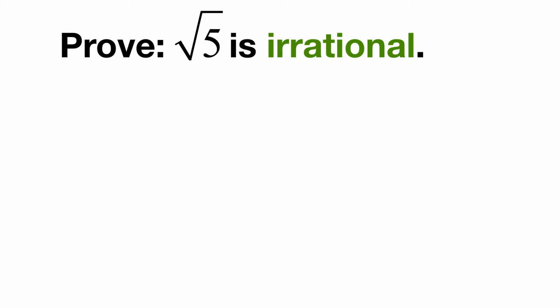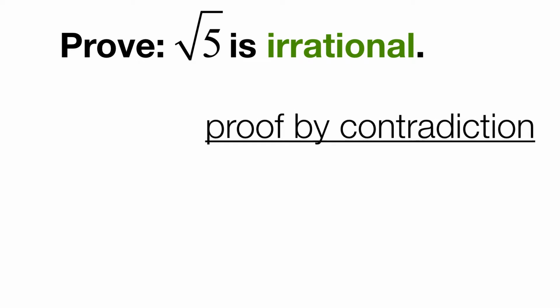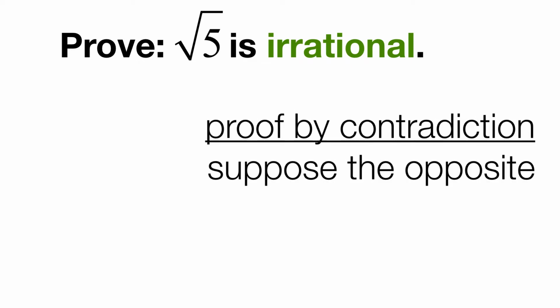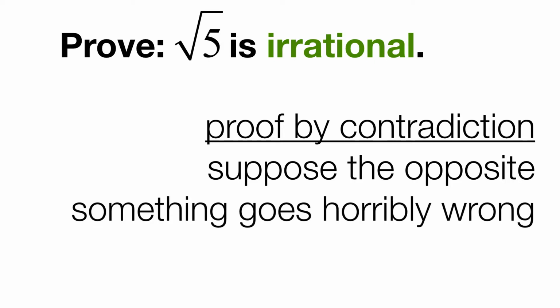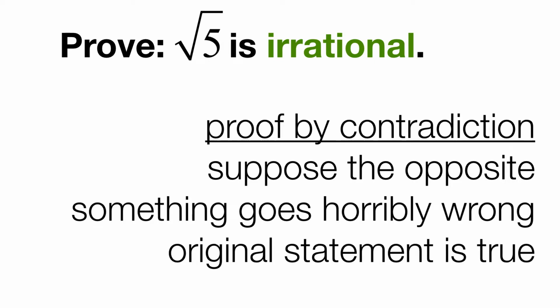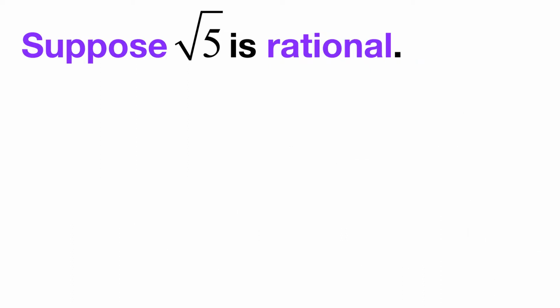We'll do this by using a process called proof by contradiction, which involves supposing the opposite of the statement, and that leads to something going horribly wrong, which means that the original statement would have had to have been true. So, let's start by supposing the square root of 5 is rational.